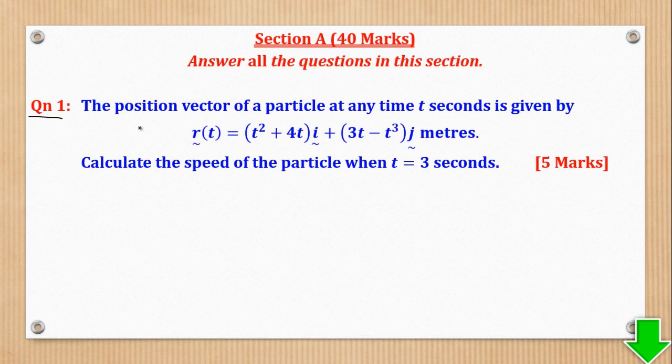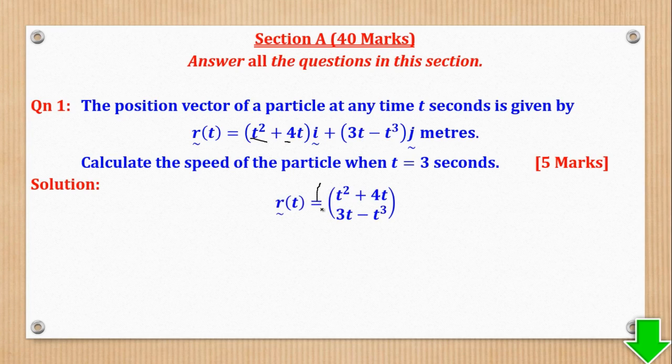So question 1 says, the position vector of a particle at any time t seconds is given by this, meters. Calculate the speed of the particle when t is equal to 3. So here they have told us speed. Now this one is variable because it changes with time. Therefore you have to use calculus. So I'll come here and say that R.